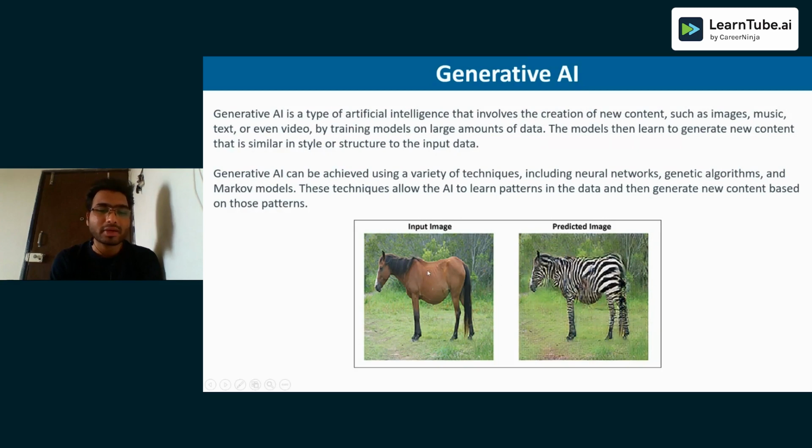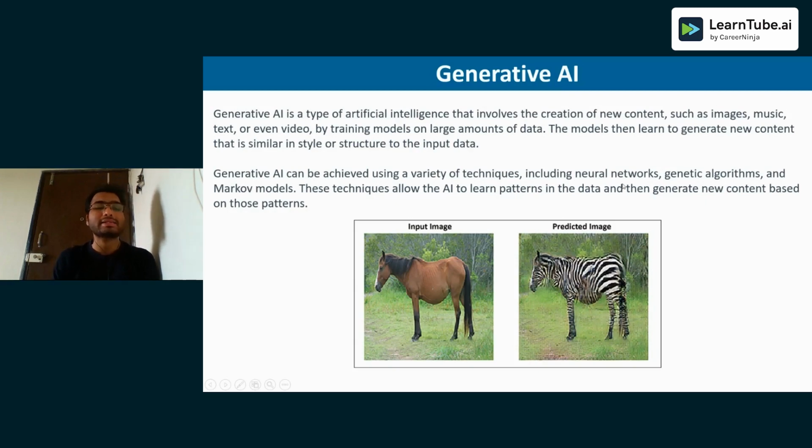We have just sent one image for pre-processing. After the model has trained itself on those images, now we can see how this has been transformed, and it's almost looking like a realistic image. So it says that generative AI can be achieved using a variety of techniques, including neural networks.